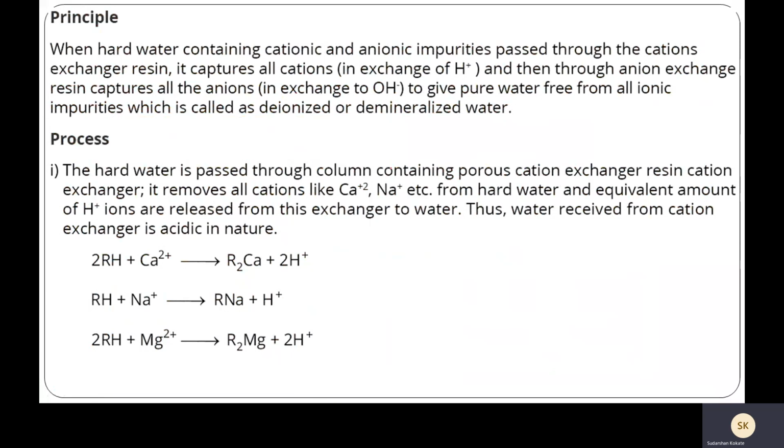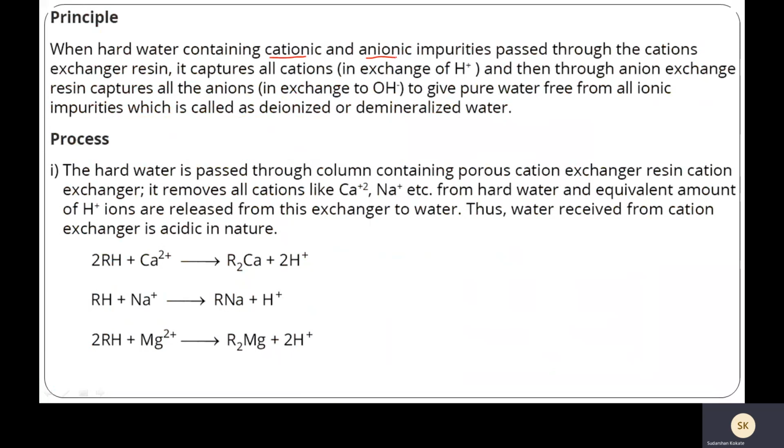Then, what is the basic principle? The principle of this method is that when hard water contains cations as well as anions as impurities, the water is passed through the cation exchanger chamber, which captures all the cations in exchange for H+ ions. Then, through the anion exchanger resin, all the anions are captured, giving pure water free from all types of impurities, called deionized water or demineralized water.